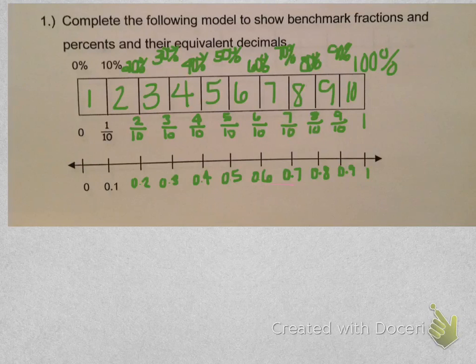Okay, take this time to check your answers. I have labeled my percents, my fractions, and my decimals, increasing by 10%, by a tenth, and by a tenth again. Remember, let's look at this 2/10. If it's 10 in the denominator, we write it in the tenths place in our decimal. So go ahead and take a couple of minutes pressing pause to check your answers.